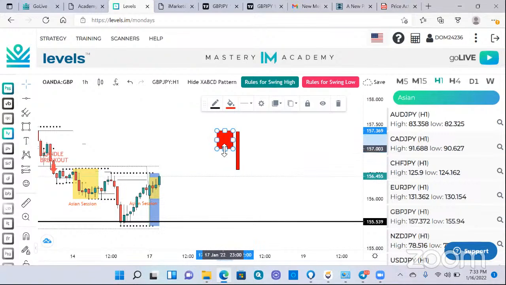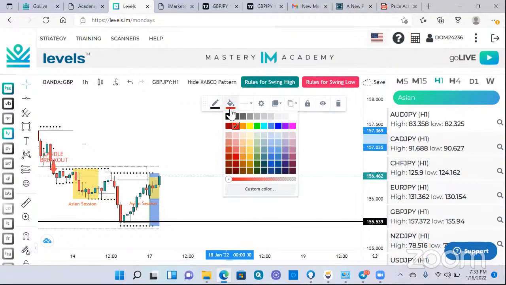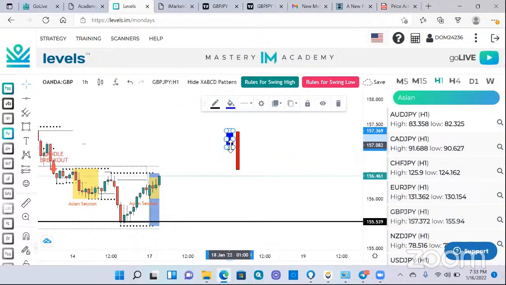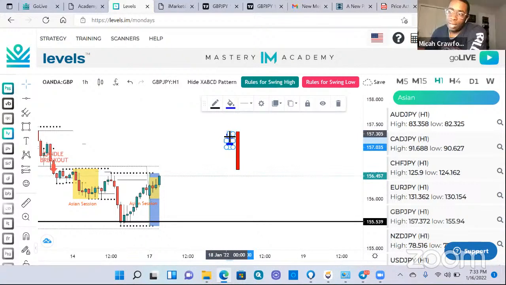Where's the hammer? Where's the spinning top? Spinning top is at the bottom. It's like a doji, but it's a spinning top. And then the hammer is next to it. Thank you. So that's why it's good to understand candlestick patterns. Very good, Quinn. Very, very good.